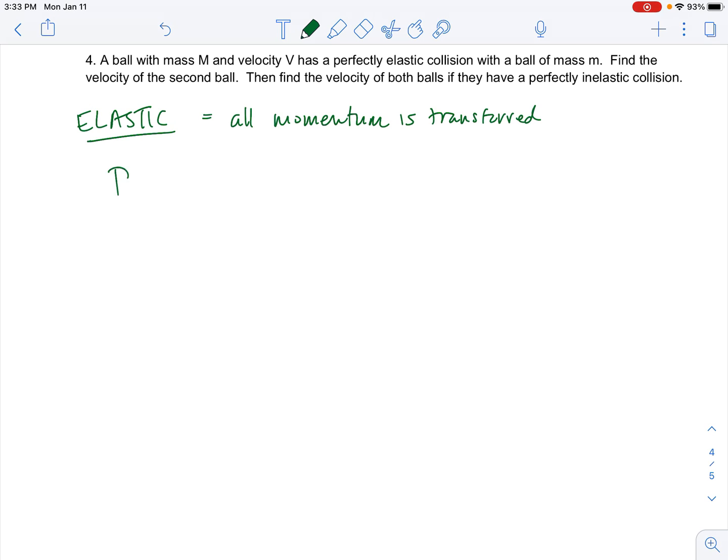So the first ball has a momentum of capital M times capital V. So we'll call that ball number 1. So ball number 2 has the same momentum. And so what we would like to know is, what is this V2? So to solve for V2, I would say it's capital MV over lowercase m. Or you could write it as capital M over lowercase m times V.